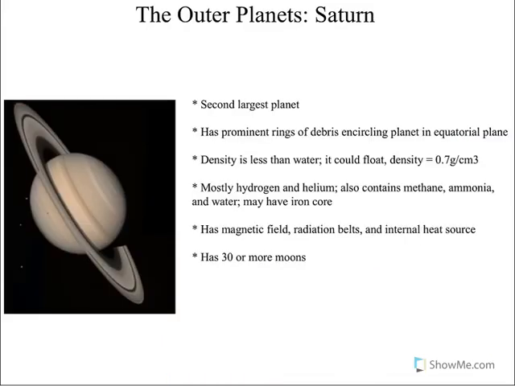Then we have Saturn, which is the second largest planet, easily identifiable because of the large rings that it has. What's kind of cool about Saturn is that it has such a low density that if you could find a bathtub big enough, it would float. It has a density lower than water.